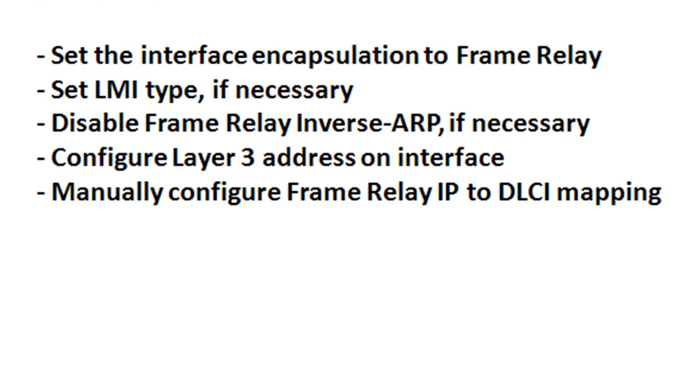The basic steps are to go under your interface and set the interface encapsulation to frame relay. And there's some optional steps. If you need to, you can set the LMI type. Generally you don't have to because Cisco autosense is going to take care of that, as we saw. You probably will want to disable frame relay inverse ARP. We'll have more explanation of that in a future lesson. And of course, you're going to need to configure a layer 3 address for the interface so that it communicates via IP in our case, and then manually configure a frame relay IP to DLCI mapping, making sure that you know what the correct local DLCI is. One more time, it's the remote IP address to the local DLCI, and don't bone it up like I did and screw up the local DLCI.